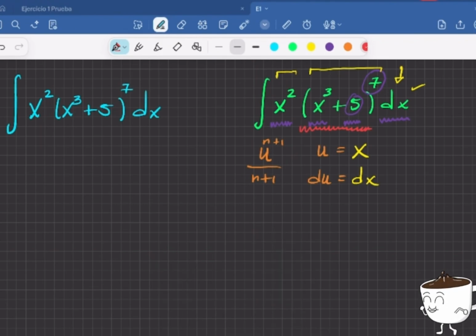Good. What will be our du? We already know that the derivative of x squared is 2x. Yes, we have 2x, perfect. But what happens to all this that is here? What happens with all this left over? We can't have anything left over. Then how can there be anything left over?